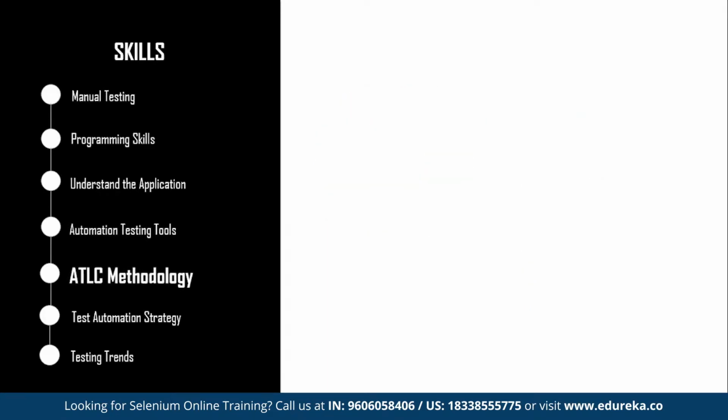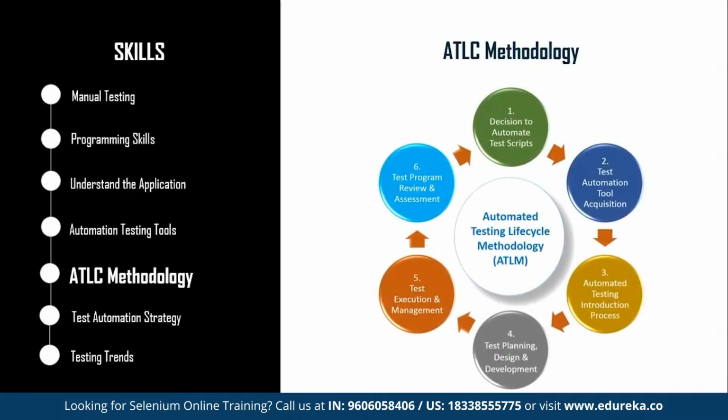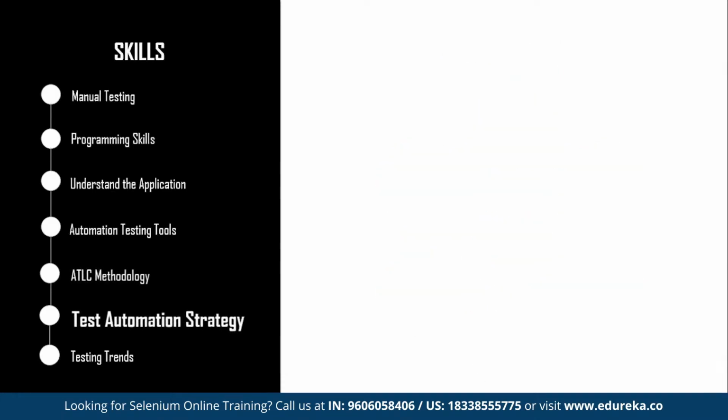Now, next up is the ATLC methodology. ATLC stands for Automation Testing Lifecycle. The way we follow the life cycle of software development and testing, the same is the way for automation testing as well. To understand and follow the ATLC, one needs to have experience of the following: the decision making in automated testing, then the test automation tools, automation testing process, then test planning, design and development, test script execution and management, and finally review and assessment of test programs. For each test automation requirement, a test automation engineer follows the life cycle. And to be a successful automation test engineer, you need to understand the ATLC methodology and execute it in each of your test automation projects.